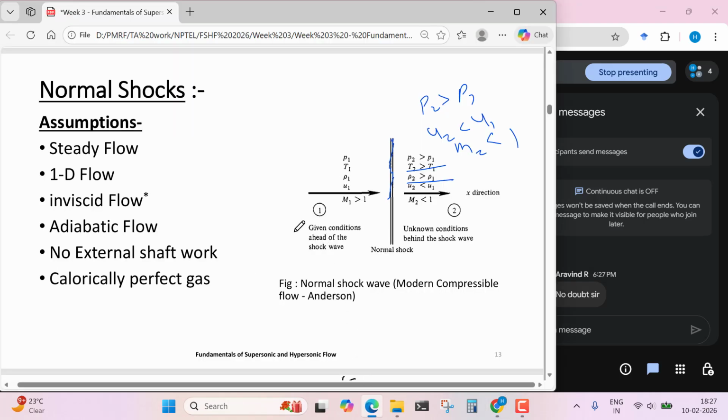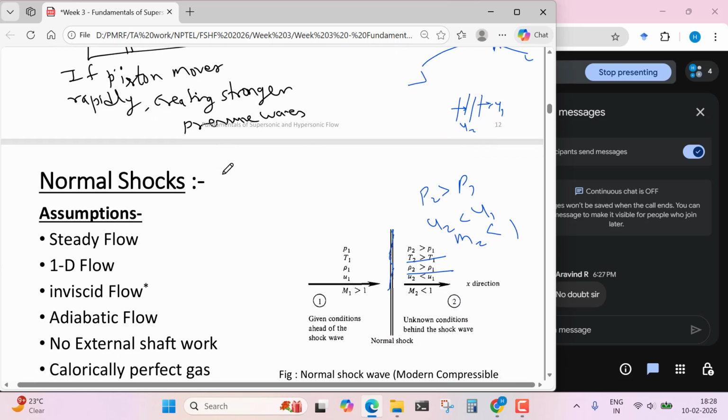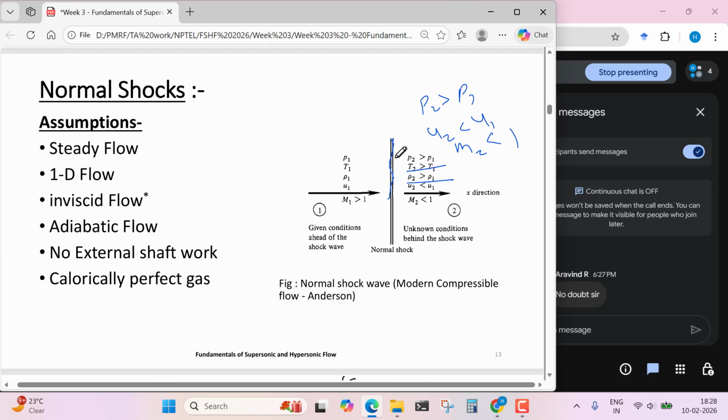So now we will see what is normal shock. We have already seen how a shock wave forms. Normal shock is also a gas dynamics discontinuity, and we derive some equations for this normal shock. There are some assumptions which we have to take.